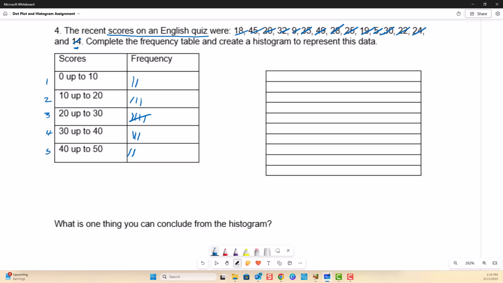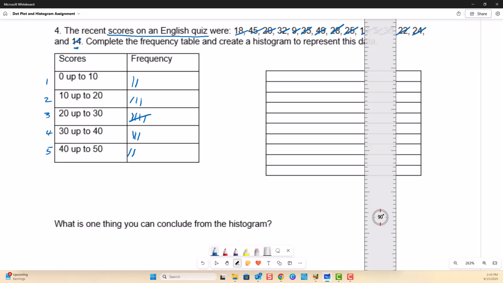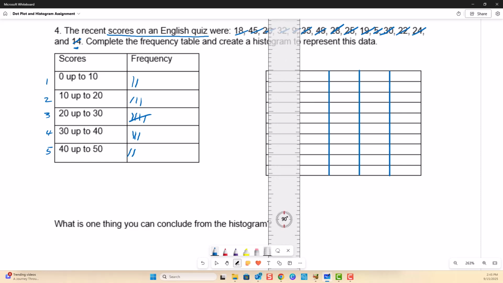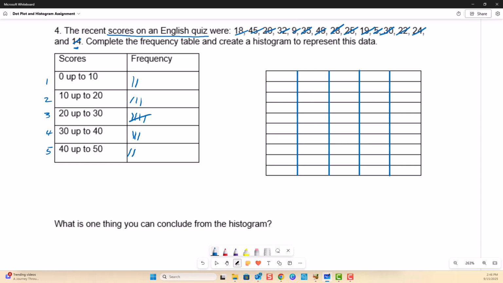I have 5 different bins, so I'm going to need to divide into 5 bins. I'm going to start my labeling at 0. I'm going to go up by 10s to 50. I have 5 in my largest bin, so I can go up by 1s, but I think that with 5 in my largest bin, I could even go up by halves.